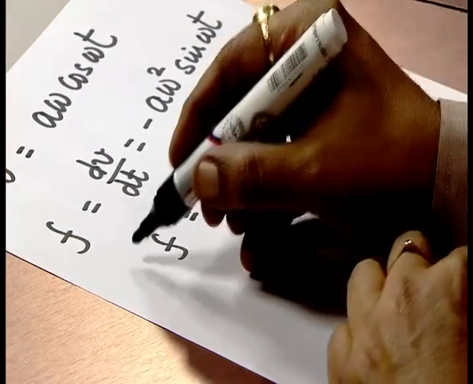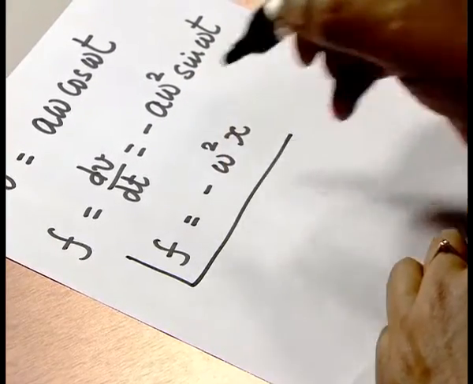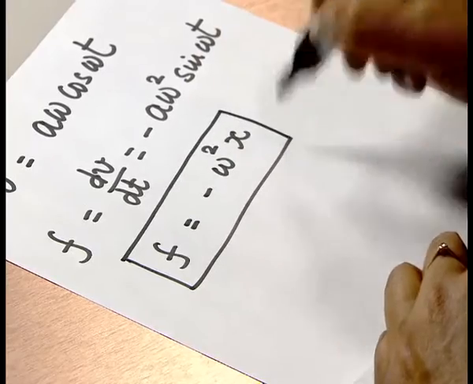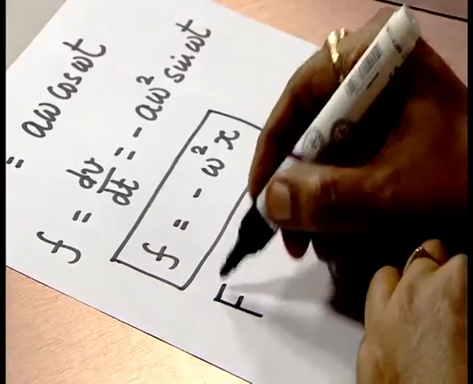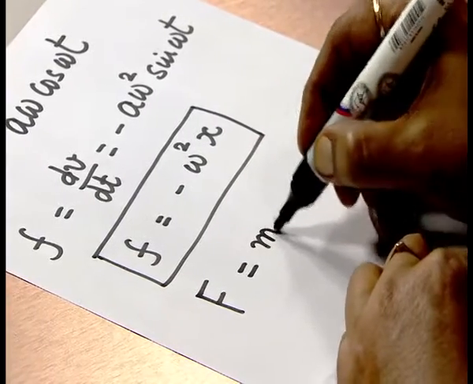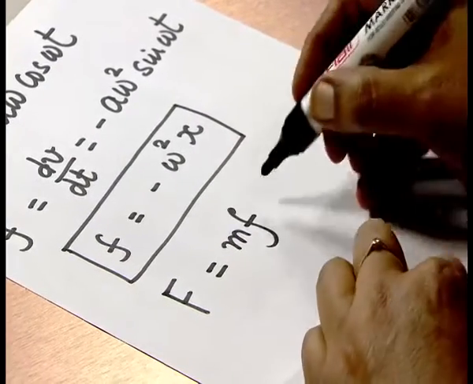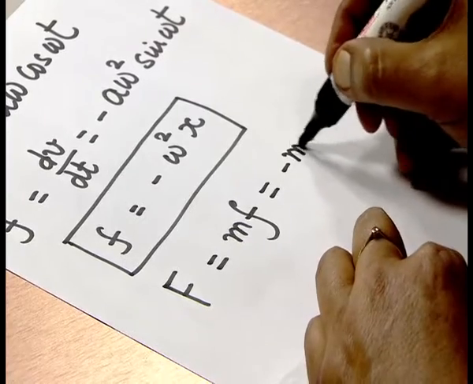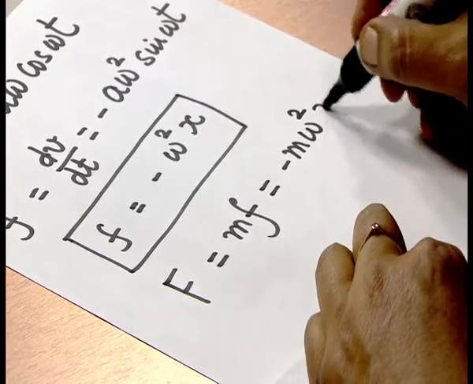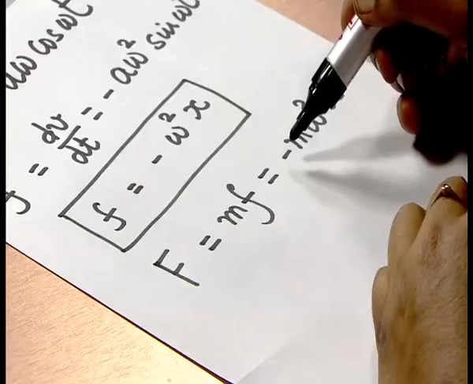From that you can also write the force-based definition of simple harmonic motion. Force is equal to m into f, where m is the mass of the oscillator. So, that is equal to minus m omega square x. In other words, the force is proportional to displacement, but it is directed towards the mean position because of this negative sign. This negative sign is crucial.